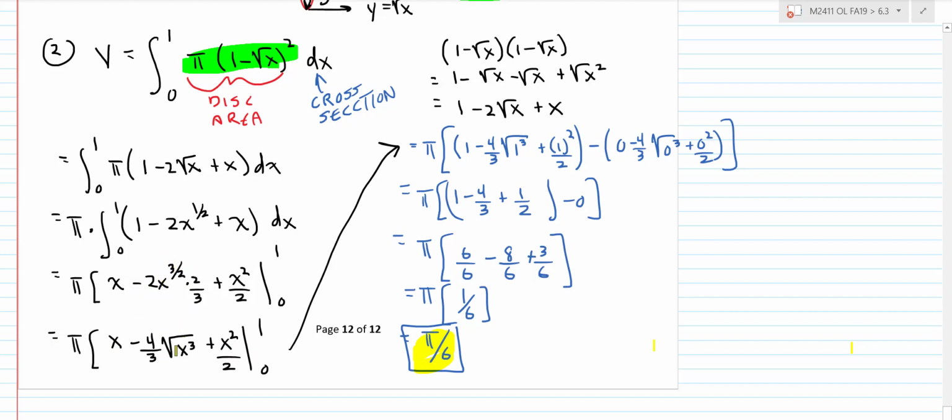And you can write that back as square root of x to the 3rd plus x squared over 2 from 0 to 1. All the work here is just the arithmetic of evaluating. You can look over that. So I got pi over 6.